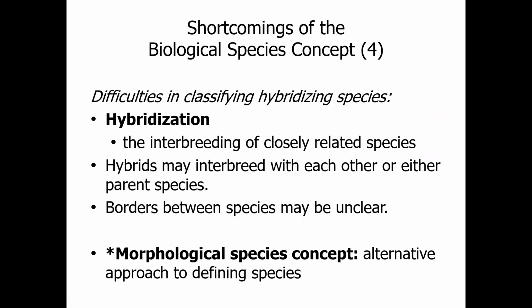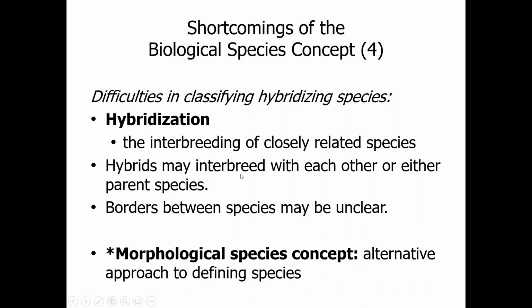Okay, so the last big shortcoming we have for the biological species concept is hybrids. Hybridization is when closely related species, but not the same species, produce an offspring. Your mule and your zorse are the examples again. While the hybrids may be able to exist, they can be either infertile or they can potentially breed with either parent to produce offspring.